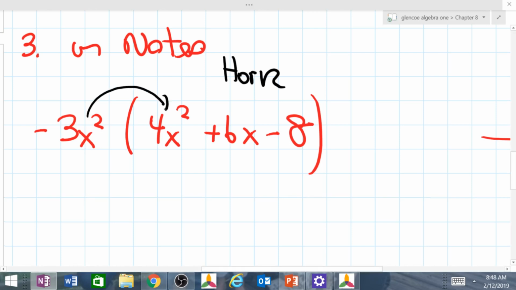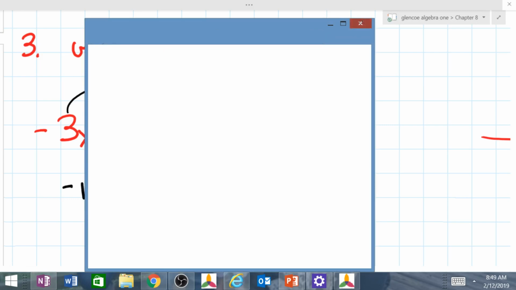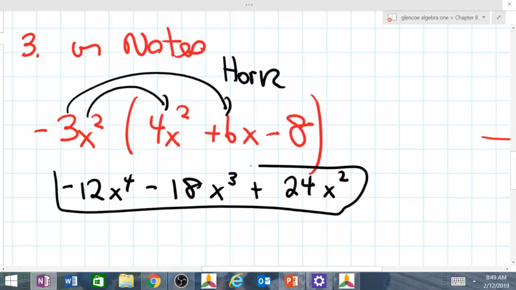So please watch your negative signs. A negative 3x squared times 4x squared is a negative 12x to the fourth power. A negative 3x squared times 6x is a minus 18x cubed. And a negative 3x squared times a negative 8, a negative times a negative should be a positive 24x squared. Let's see if I did that correctly. Negative 12x to the fourth, minus 18x cubed, positive 24x squared. Is it in standard form, yes or no? Yes. Good job.